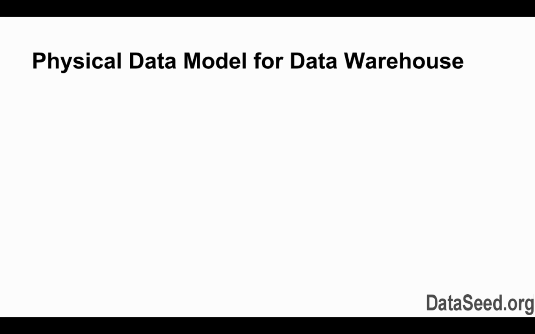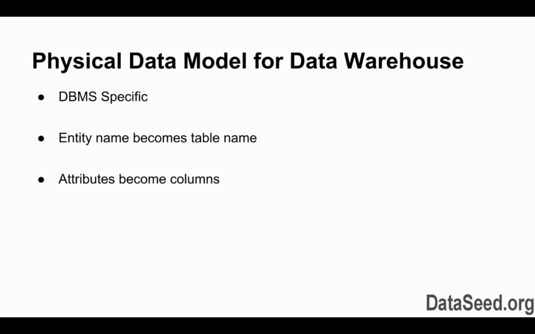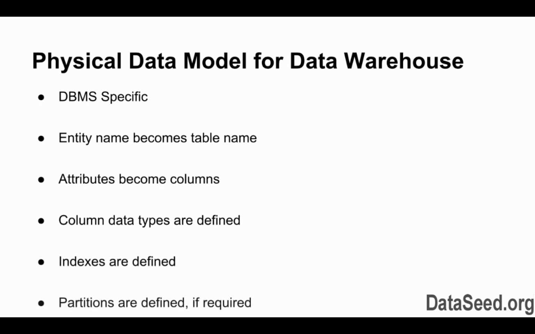The next step in the life cycle of data modeling is creating a physical data model. The physical data model is taking the logical data model and making it database specific. It will have all the entity names converted to table names and all the attributes converted to columns, and columns will have their data types also defined. We can also specify all the indexes and partitioning of the tables in the physical data model.